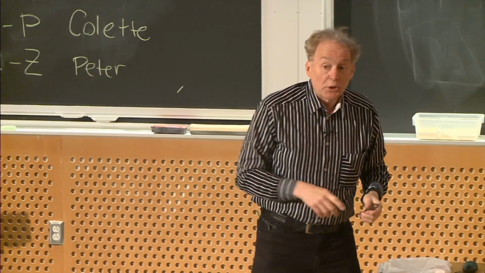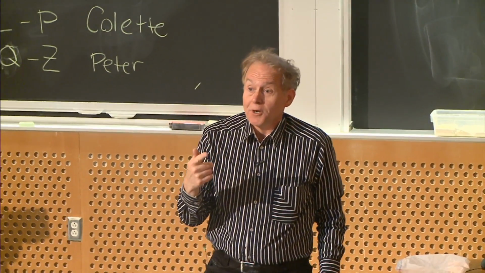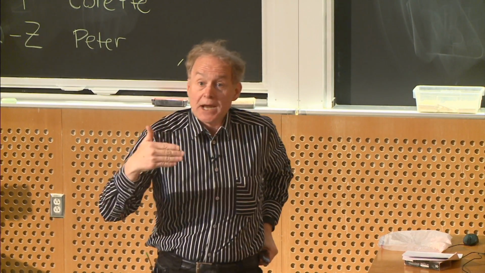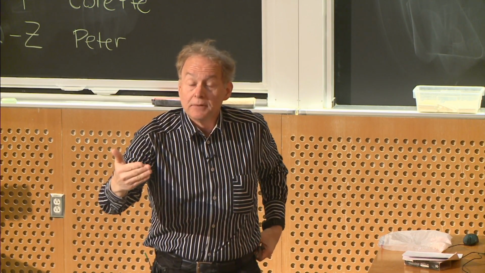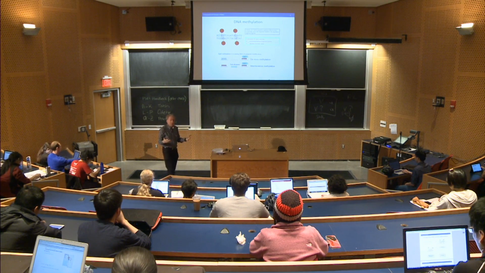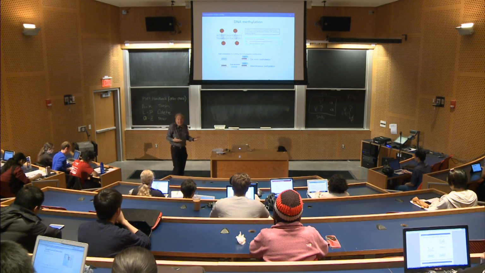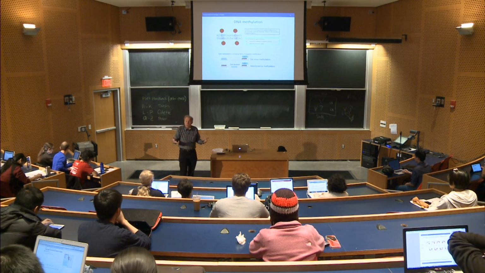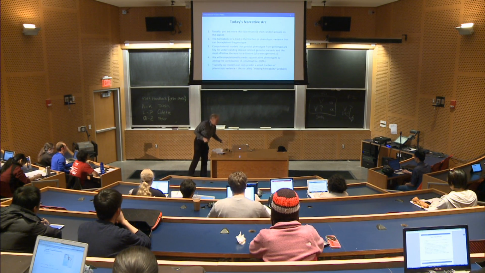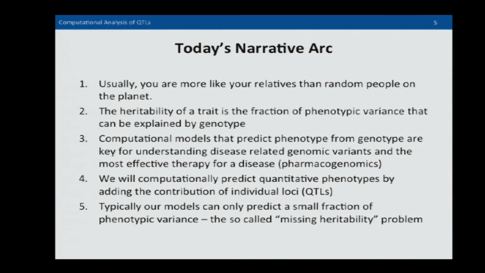Now we're going to embark upon an adventure looking for the answer to where is missing heritability found. So there's a big open question now in human genetics, which is that we really can't find all the heritability. And as a point of introduction, the narrative arc for today's lecture is that, generally speaking, you're more like your relatives than random people on the planet. And why is this? Right?